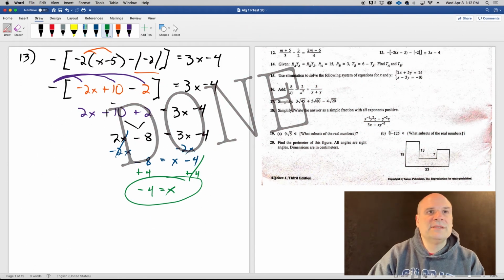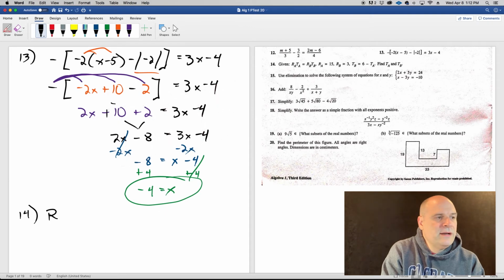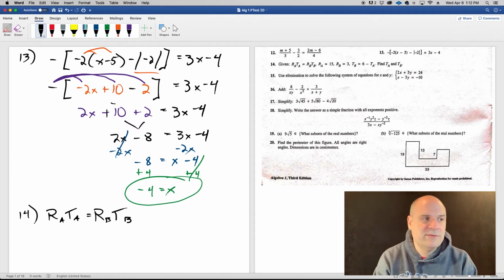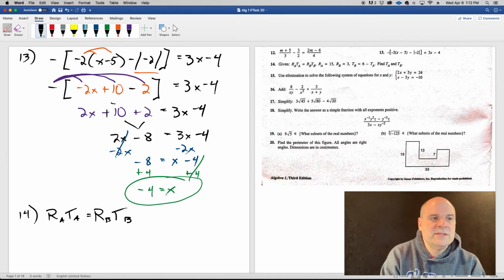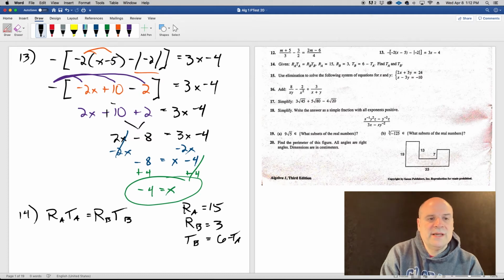Next, number 14 says given RA TA equals RB TB, that's our mother equation, right? That's our main equation. So then it gives us some more values here. RA equals 15, RB equals 3, and TB equals 6 minus TA.